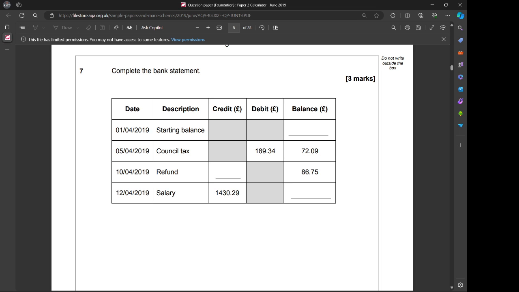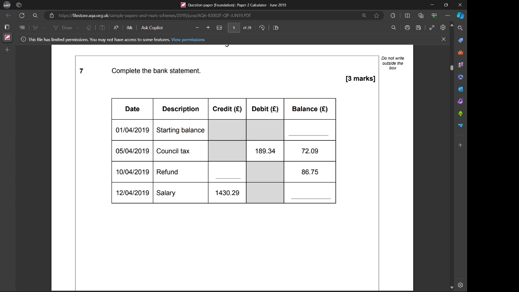Right, guys. Question number 7. Sorry if it's a bit fast today, but we want to work at a fair pace. So question number 7 is here is a bank statement. We've got the date, the starting balance is blank, and we've got debit and credit.